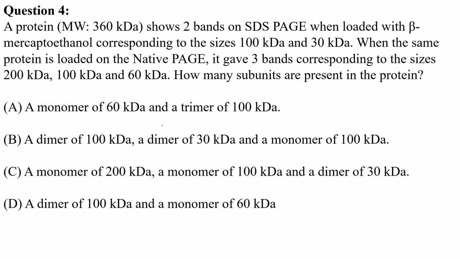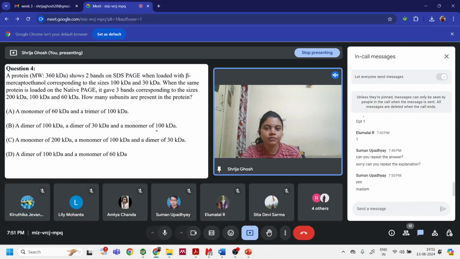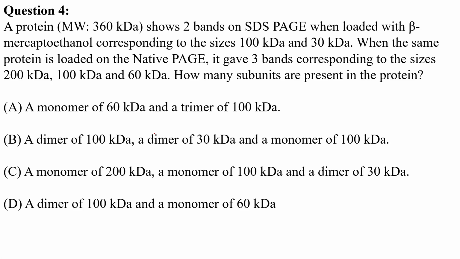Now, this is just a detailed version of the previous question. So, try to solve it and let me know if anyone can answer. If you understood the previous question, you should be able to answer this question. So, options are: option A, a monomer of 60 kilodalton and a trimer of 100 kilodalton. Option B, a dimer of 100 kilodalton, a dimer of 30 kilodalton and a monomer of 100 kilodalton. Option C, a monomer of 200 kilodalton, a monomer of 100 kilodalton and a dimer of 30 kilodalton. And option D, a dimer of 100 kilodalton and a monomer of 60 kilodalton.